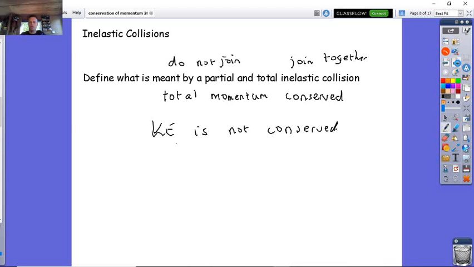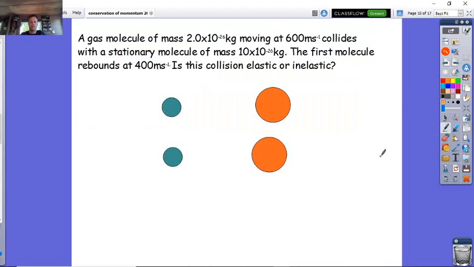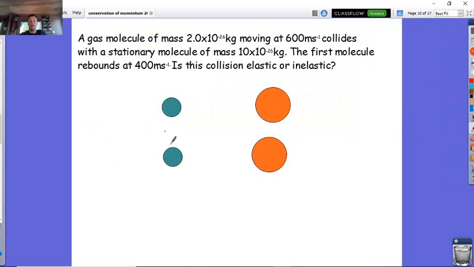So go with that then. These sort of calculations you have to do. So here, this comes in year 13 in kinetic energy. And when we start in year 13, you start to see these calculations come through, but you have to basically apply the principle of momentum. So you've got a gas molecule, which is this one here, is 2.0 times 10 to the minus 26 kilograms. And it's going to collide with this one, which is going to be 10 times 10 to the minus 26 here.